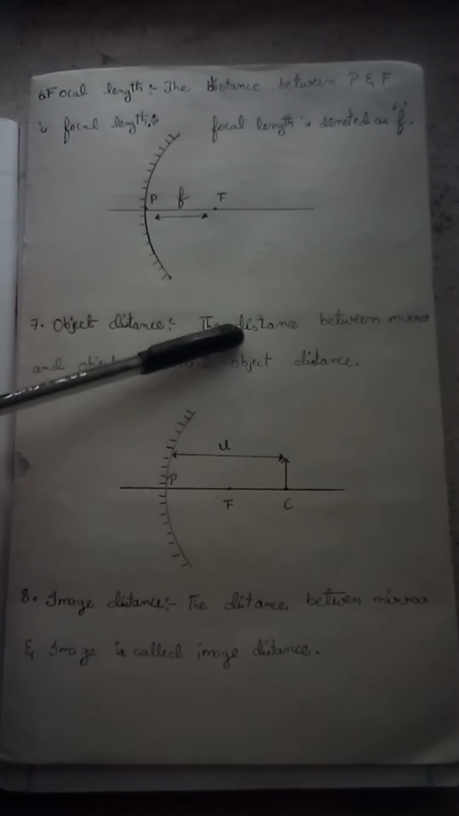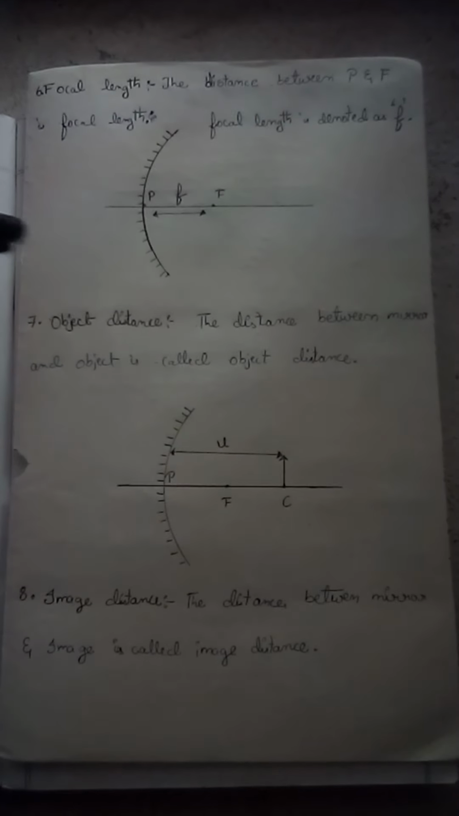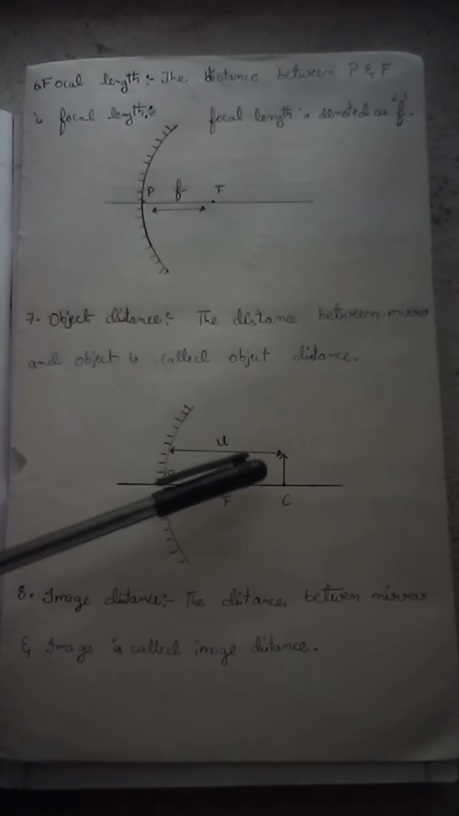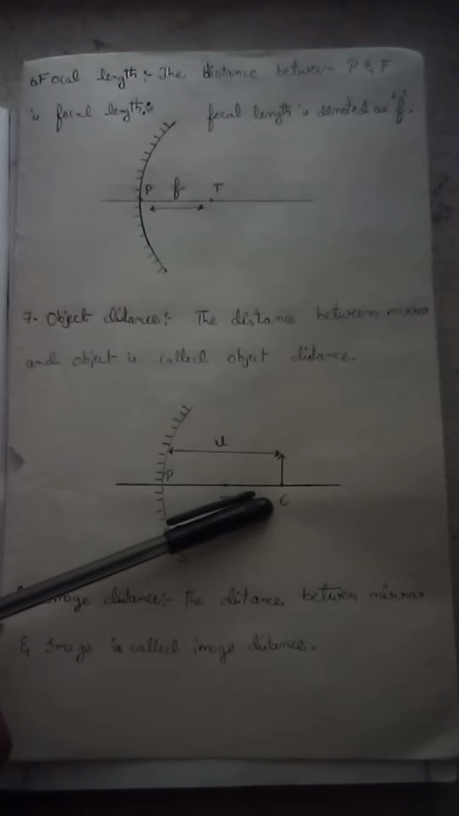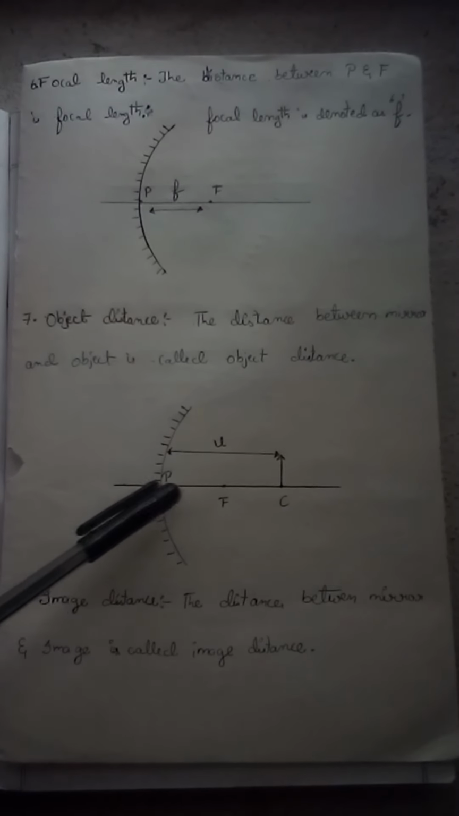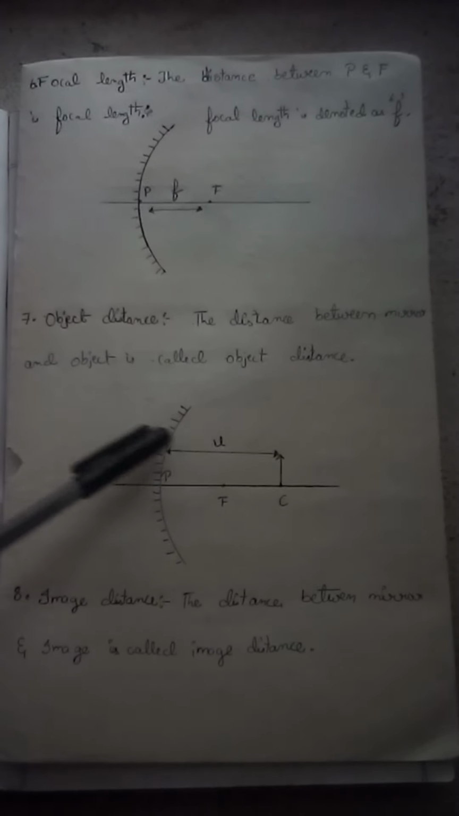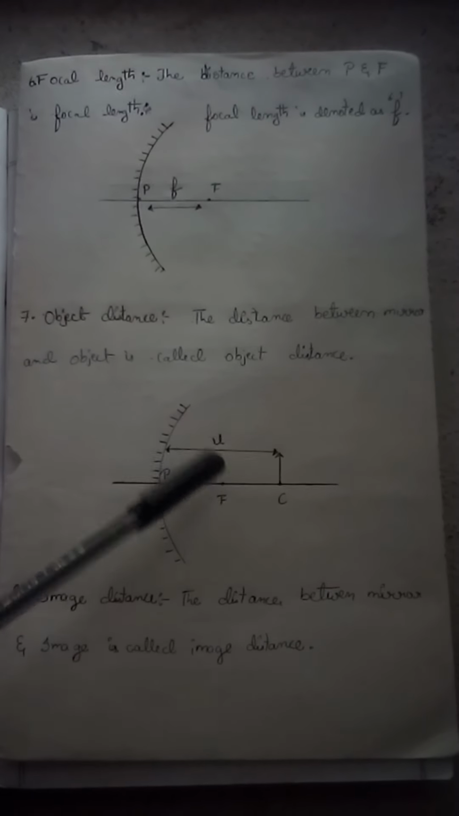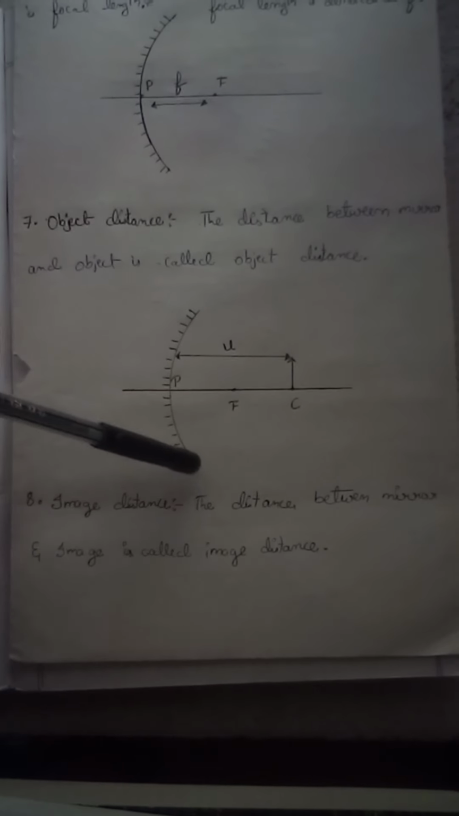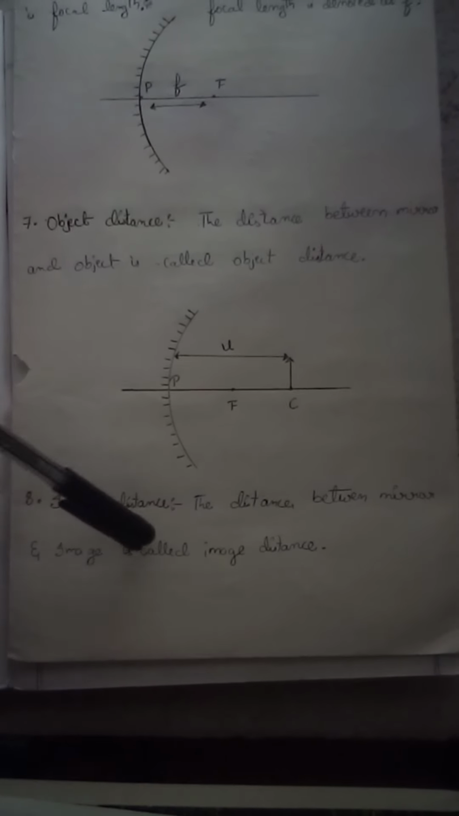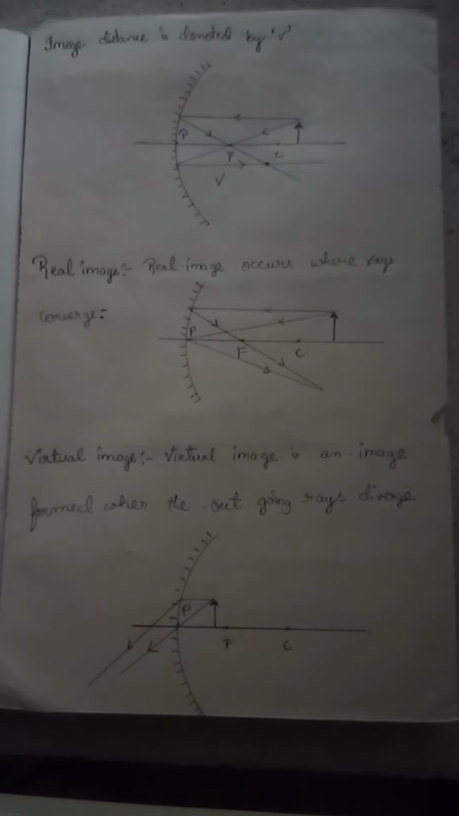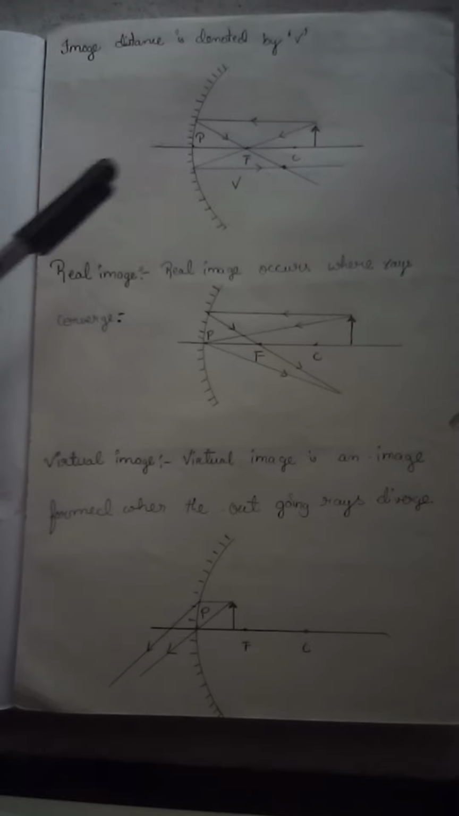Object distance. The distance between the mirror and the object is called the object distance. Here the object is near the center of curvature, and the ray is passing up to the pole. The distance between these two is called the object distance. Image distance. The distance between the mirror and the image is called the image distance. It is denoted as v.